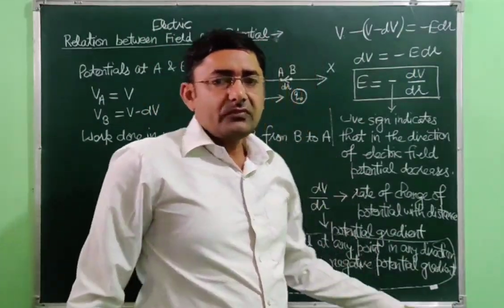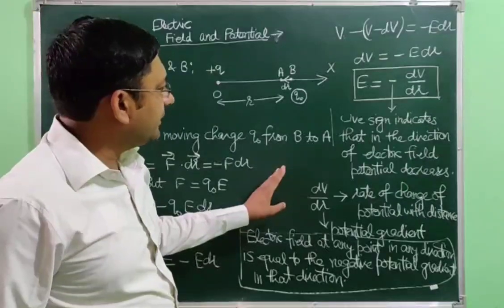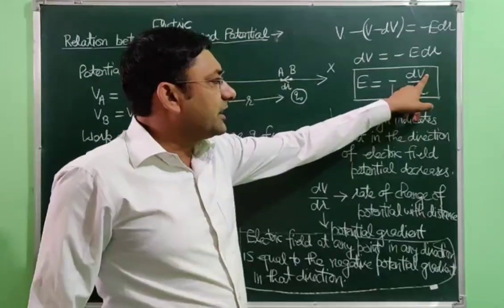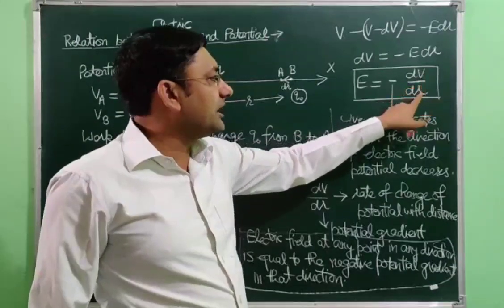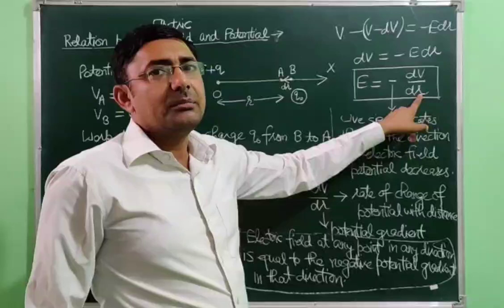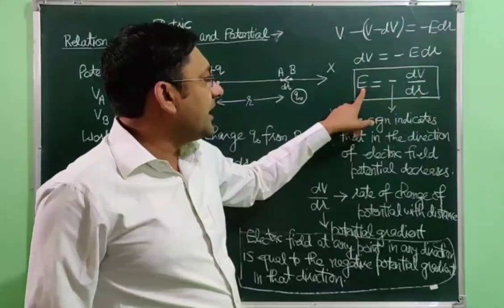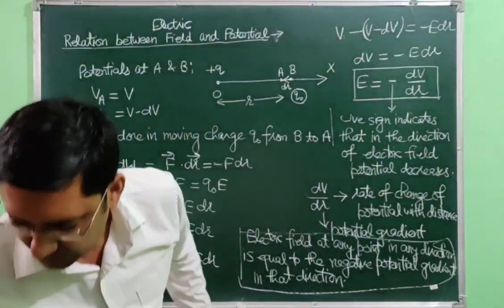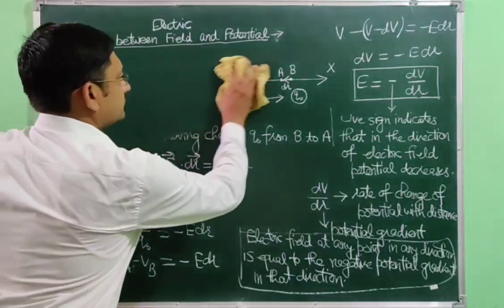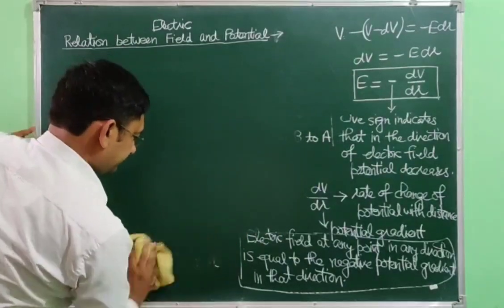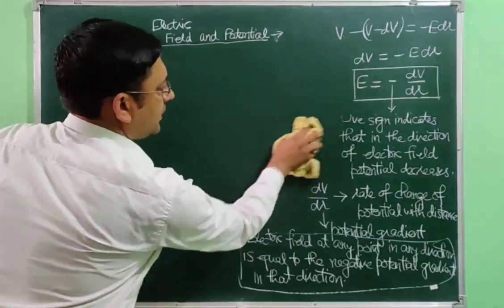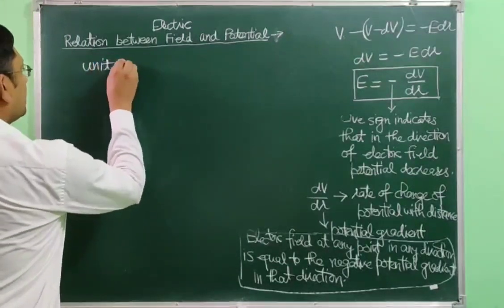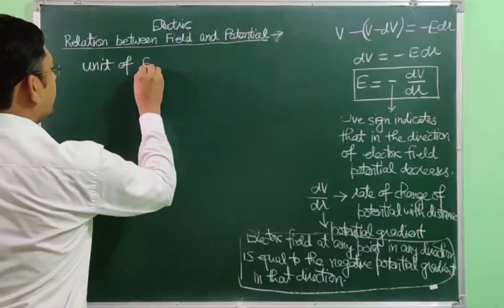So from here I can write another unit of electric field. So what is the unit of V? Volt. And what is the unit of r? That is meter. So we have a new unit of electric field, that is volt per meter. So I am writing this unit of electric field.